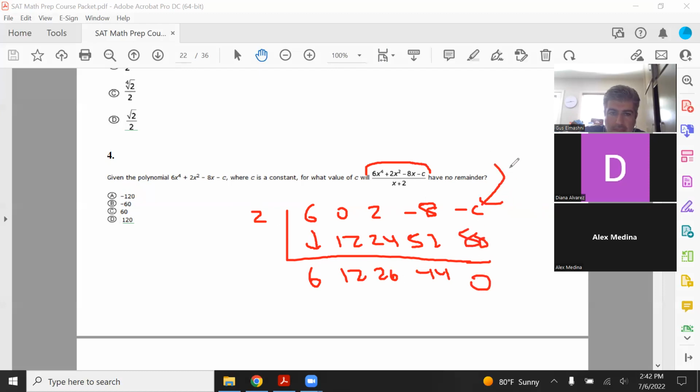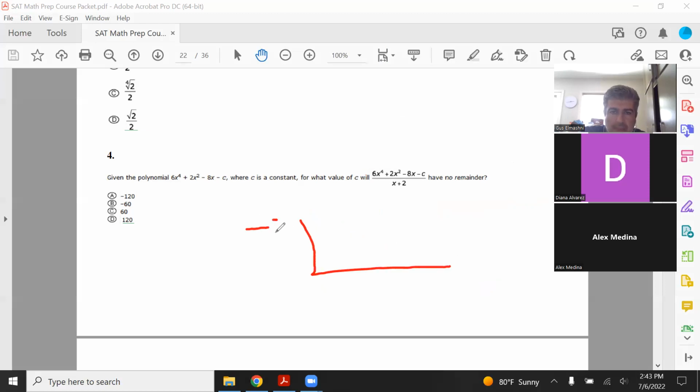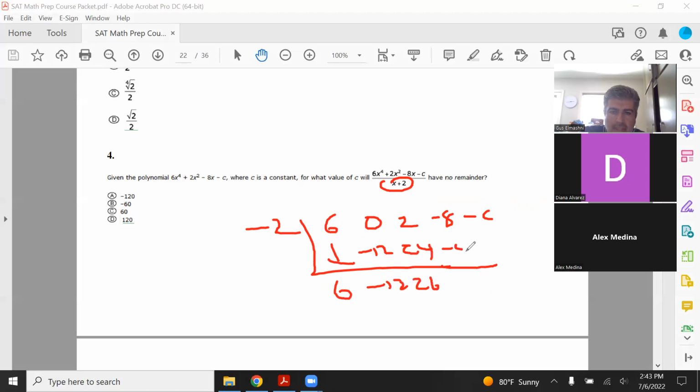Therefore, that C has to be, whoa, hold on. Something did not work out correctly. Oh my goodness. I have to blow this whole thing up. You have to put -2 out there because it's x plus 2. So you're assuming -2 is an x-intercept of the numerator. My apologies. No wonder it didn't work. Okay, so let's try this again. Bring the 6 down, multiply, that's -12. Add, you get -12, 24, 26, -52, -60, then you get 120. And then you need a 0 if you want no remainder. So C has to be 120 to make that happen.